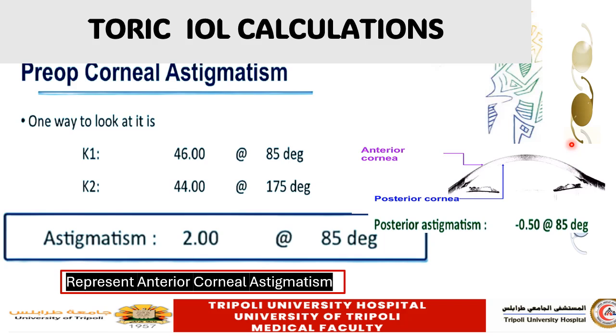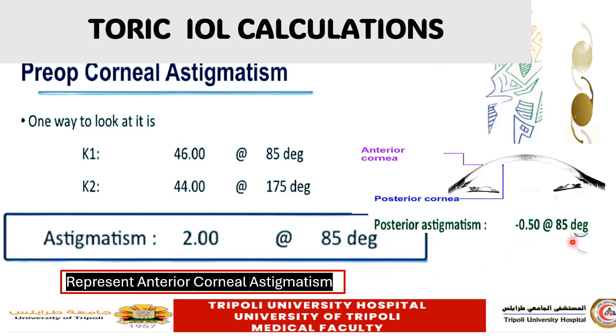And the difference between the different machines, for example, the IOL Master 700 or the different topographies, is based on their estimation, prediction, or accurate measurement of the toricity of the posterior surface of the cornea. Because the refractive index of the cornea differs from the aqueous, the posterior surface usually acts as a negative meniscus lens. So the astigmatism in the posterior surface of the cornea is commonly against the rule. For example, if in the same patient here, the posterior surface of the cornea is minus 0.5 diopter at the same axis, that's 85 degrees.